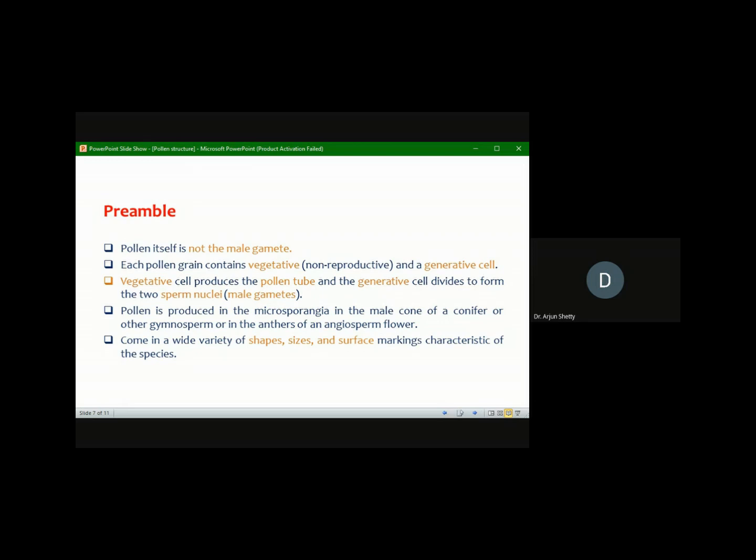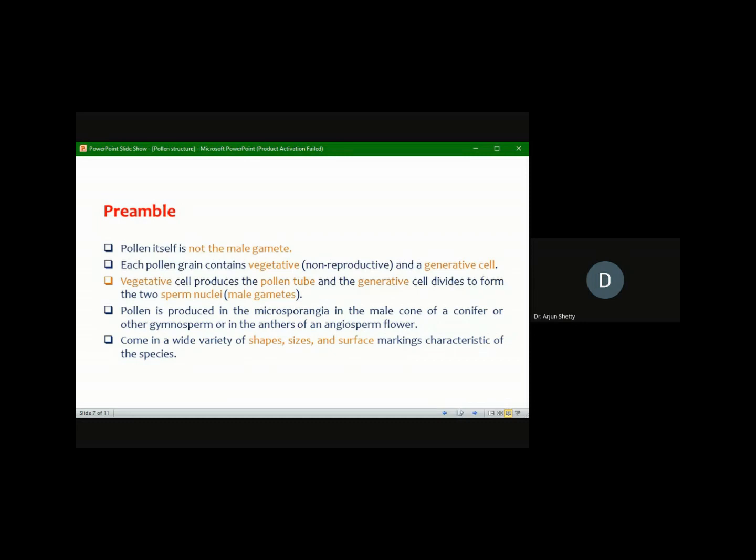After the fusion of the male and female gamete, we are going to get the zygote, and there we are going to see the further developmental stages. There you can see the formation of all the different components that a typical cell will have. Next, this pollen is produced in the microsporangia of the male cone of any of the organisms which can produce the male and female gamete through specialized reproductive structures.